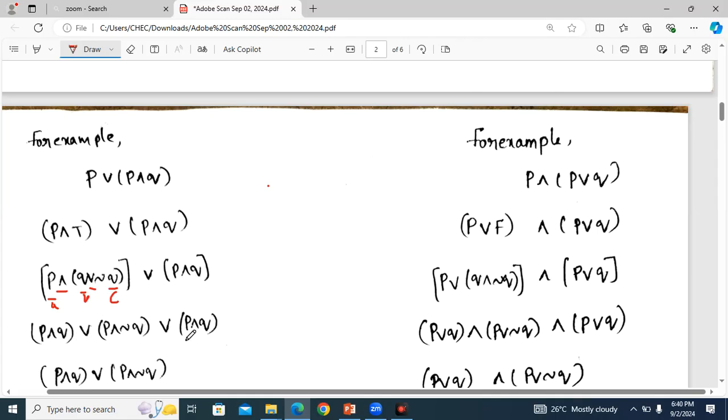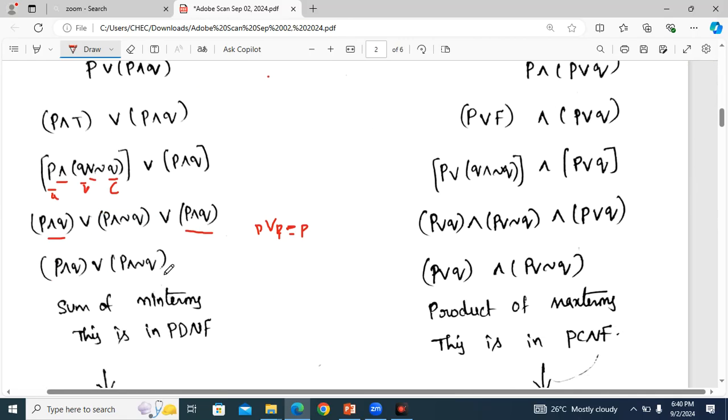Here the first term and the last term are both similar. By applying the idempotent law, what is that law? P or P is equal to P. By this law, we write (P and Q) or (P and negation Q). See here, a sum of min terms. So this is in PDNF.